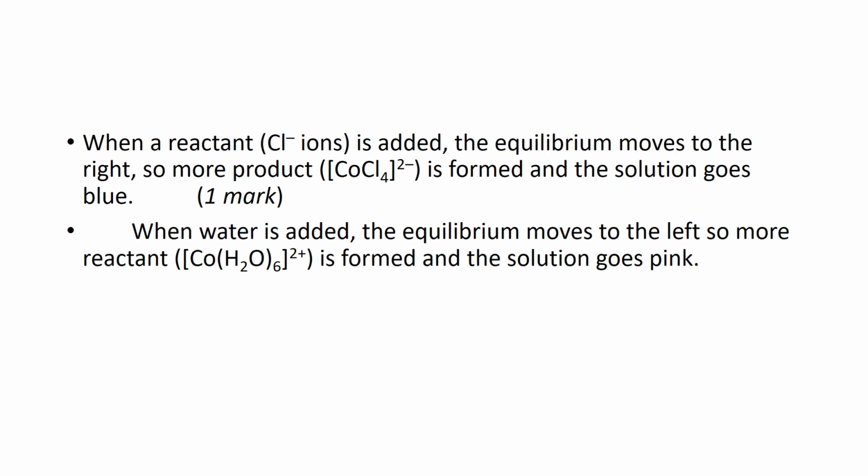There you go. So when a reactant, which is the chlorine ions, is added, the equilibrium moves to the right, so more product is formed. So it's blue when there's more product, and then when water is added, the equilibrium moves to the left, so there's more reactant, and so the solution goes pink. So that's what's happening. It's that dynamic equilibrium shifting backwards and forwards.